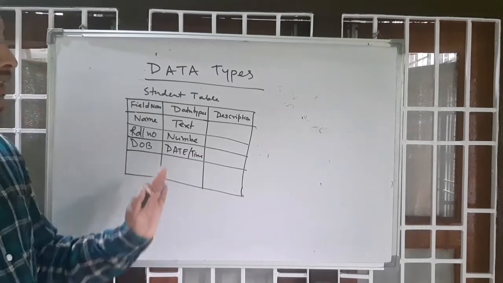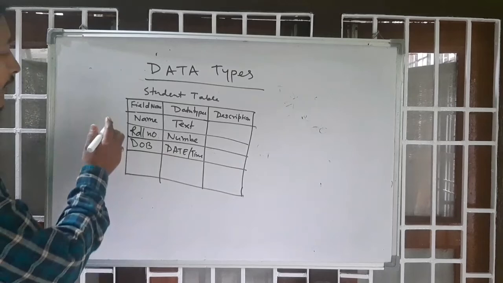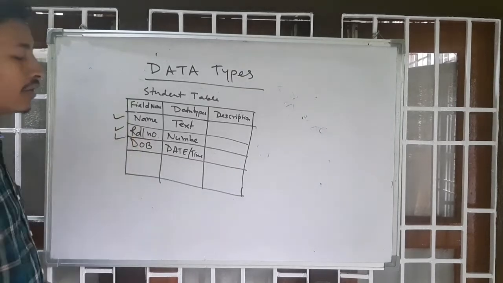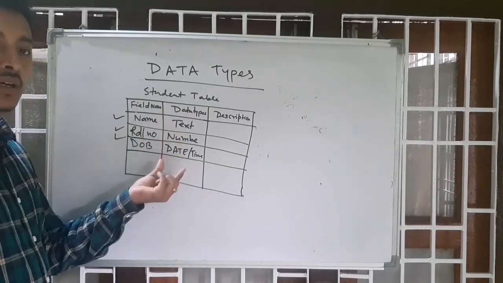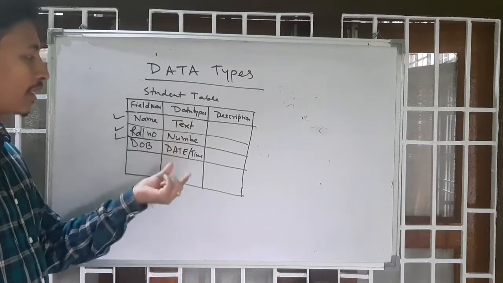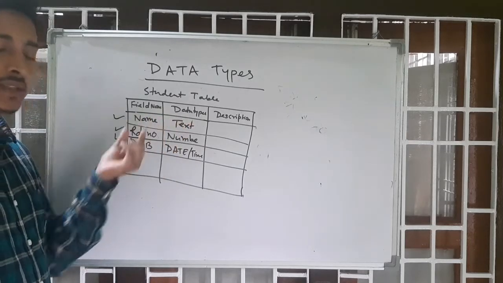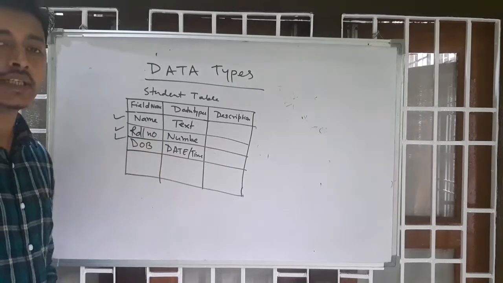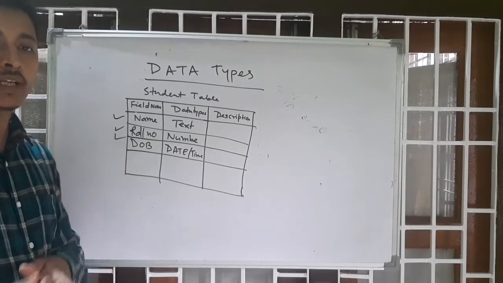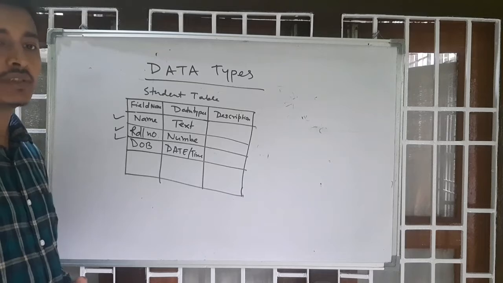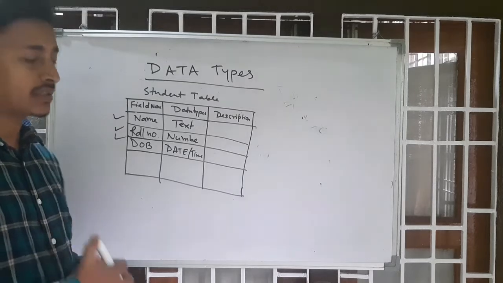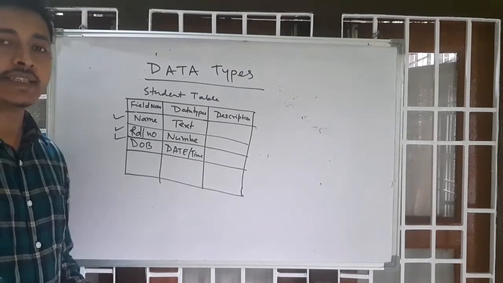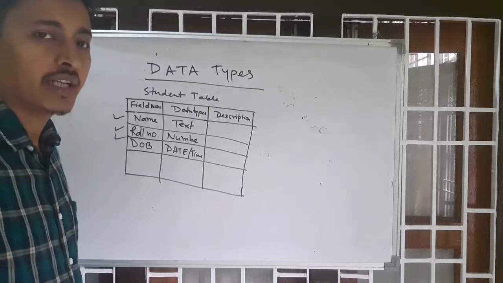So in this way, each field will hold a value. Which type of value? Name should be text. Roll number should be a number. Date of birth should be a date and time. And there are many data types in MS Access. Now we are going to discuss each data type in detail. So let's start.